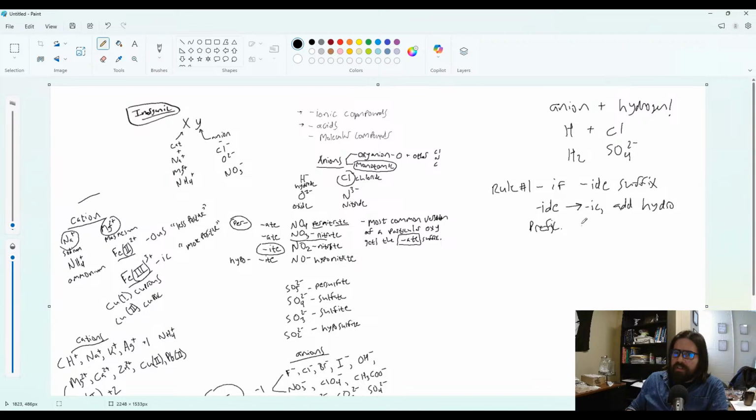For example, chlorine has a -1, so chloride. The chloride goes to chloric, and we add a hydro in front. So that's where we get hydrochloric acid. Something like nitrogen, right? Nitrogen has a nitride suffix. So we switch the "ide" to "ic," so nitric, and then we add hydro: hydronitric acid. Fluoride switches from "ide" to "ic," so it becomes fluoric, and then we add a hydro in front, so hydrofluoric acid.